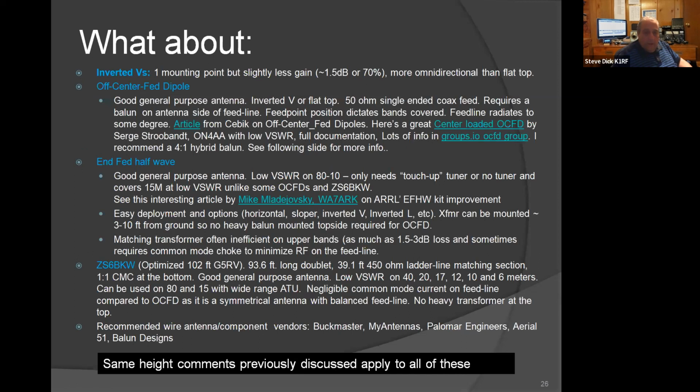What about inverted Vs? They're good antennas. They tend to be more omnidirectional. Off-center fed dipoles, a good general purpose antenna. Could be an inverted V or a flat top.